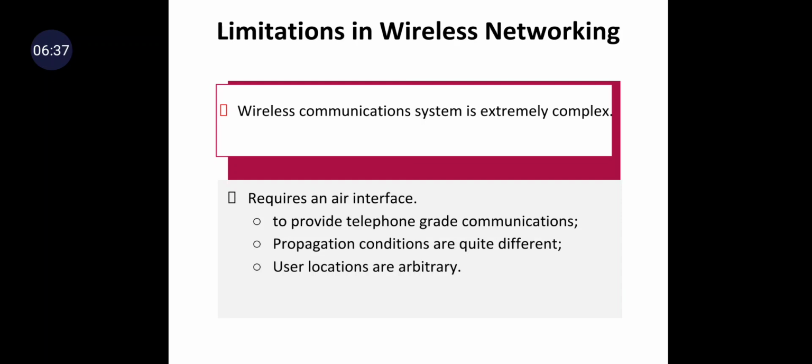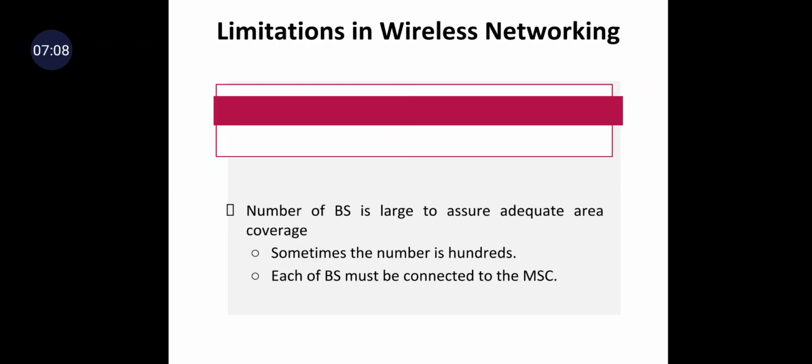Now let's see the limitations in wireless networking. We know the wireless communication system is extremely complex. Let's see the limitations one by one. Wireless networking requires an air interface. The need for an interface is to provide telephone grade communications, and in a wireless network the propagation conditions are quite different and user locations are random in nature, they are arbitrary. They may change at any time.